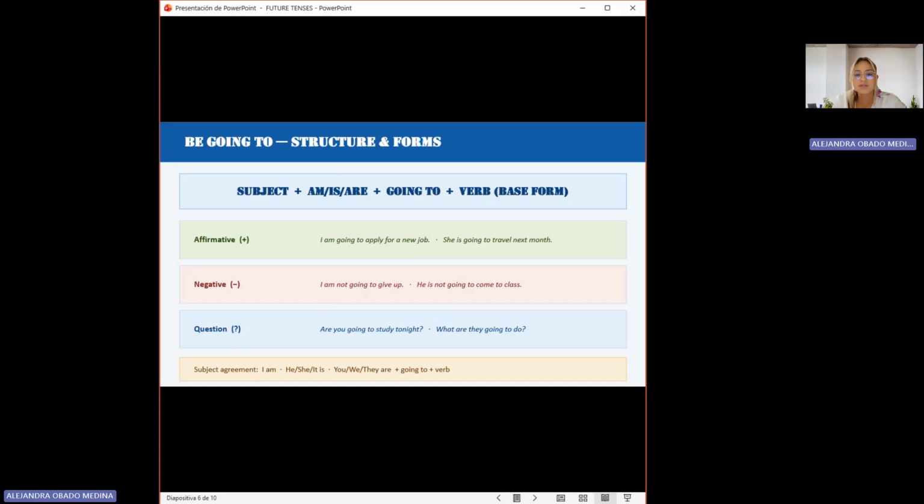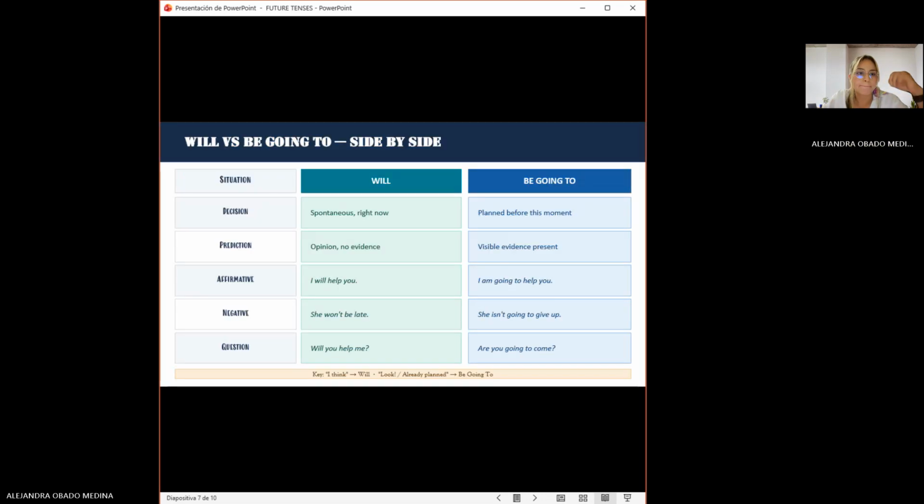Es decir, en este caso, cambia de acuerdo al sujeto, lo que ya habíamos dicho. Ok. Will versus be going to, side by side. Okay, let's compare both tenses side by side.